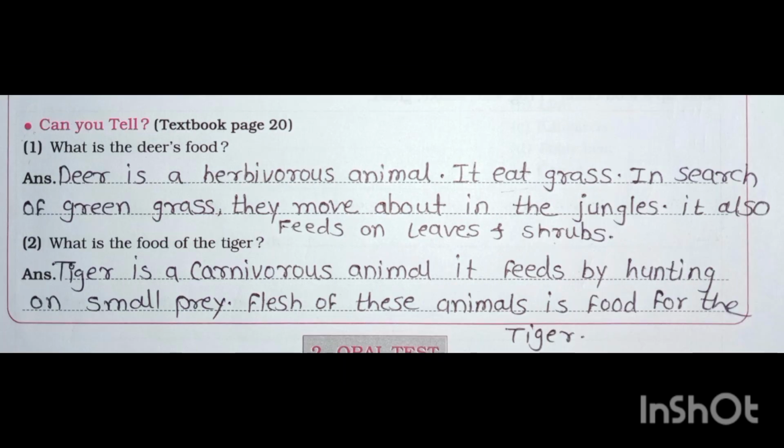Next, can you tell? First one, what is the deer's food? Answer is, deer is a herbivorous animal. It eats grass. In search of green grass, they move about in the jungles. It also feeds on leaves and shrubs. Second one, what is the food of the tiger? Tiger is a carnivorous animal. It feeds by hunting small prey. Flesh of these animals is food for the tiger.